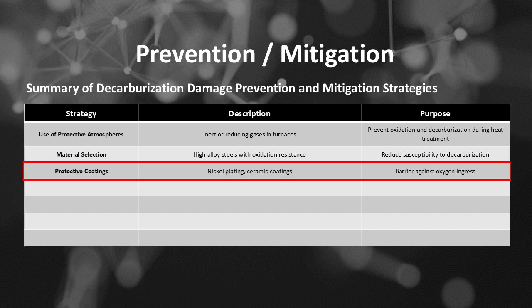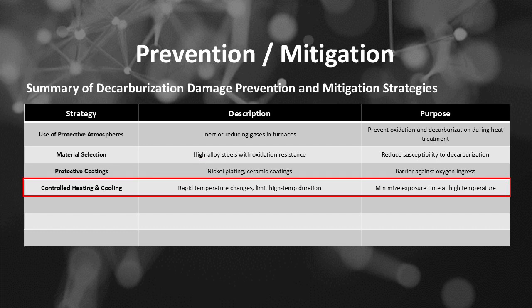If the strategy in use is protective coatings, that is described as nickel plating and ceramic coatings, and its purpose is to act as a barrier against oxygen ingress. If the strategy in use is controlled heating and cooling, that is described as avoiding rapid temperature changes and limiting high temperature duration, and its purpose is to minimize exposure time at high temperature.